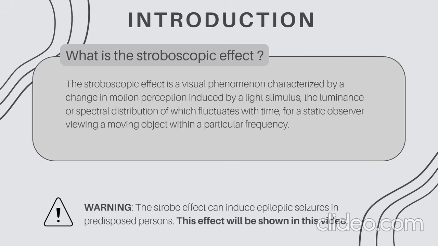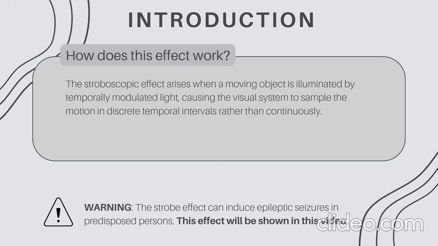So what is the stroboscopic effect? The stroboscopic effect is a visual phenomenon characterized by a change in motion perception induced by a light stimulus, the luminance or spectral distribution of which fluctuates with time, for a static observer viewing a moving object within a particular frequency. As a warning, the strobe effect can induce epileptic seizures in predisposed persons, and this effect will be shown in this video. How does this effect work?